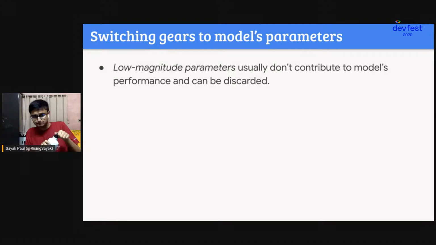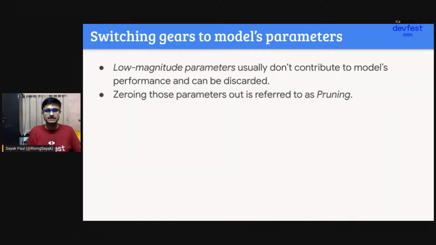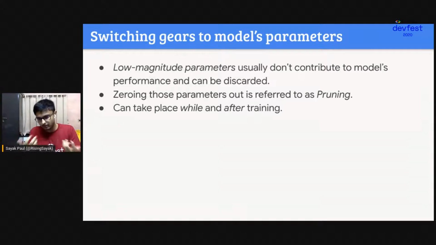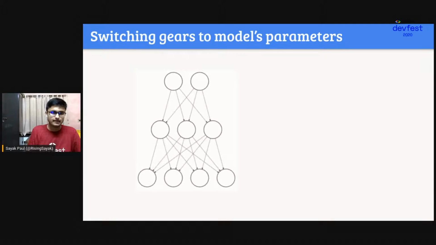And these parameters can easily be discarded, the low magnitude ones typically. And zeroing out those parameters is essentially referred to as pruning. So how can you discard a model parameter? You simply zero them out and you do not update them during the training process. And the process of pruning can take place during training and after training as well.